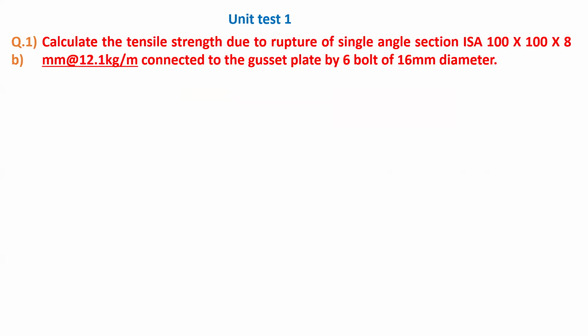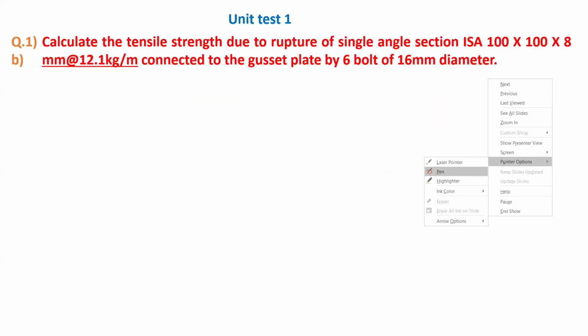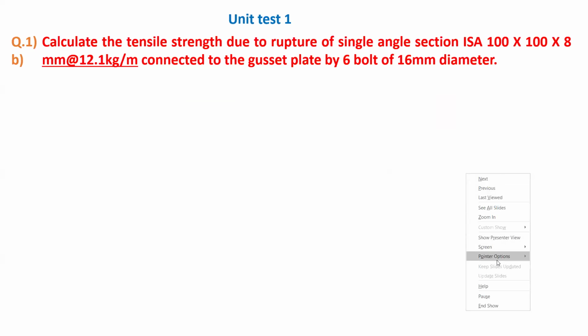Calculate the tensile strength due to rupture of single angle section ISA 100 by 8, 12.1 kg per meter, connected to the gusset plate by 6 bolts of 16 diameter. So in this, we have to find only the strength due to rupture at critical section. So read the question carefully and then start to solve it.